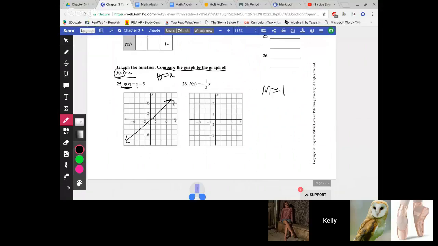But the y-intercept for the one they're asking you to compare, or let me not write that. I'm going to go back to this. The y-intercept for the given is 0. But the y-intercept here is negative 5. So it's going to be right there. Okay? But the slopes are the same. So I would go over 1, up 1, down 1, over 1. So the slopes are the same.